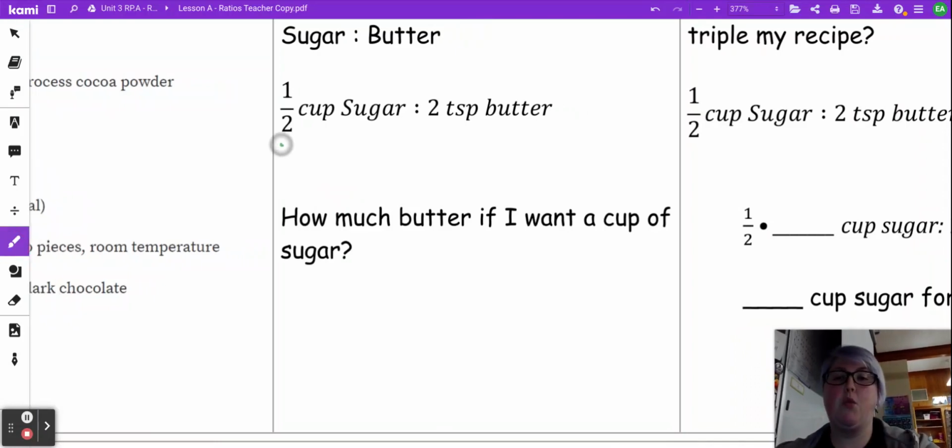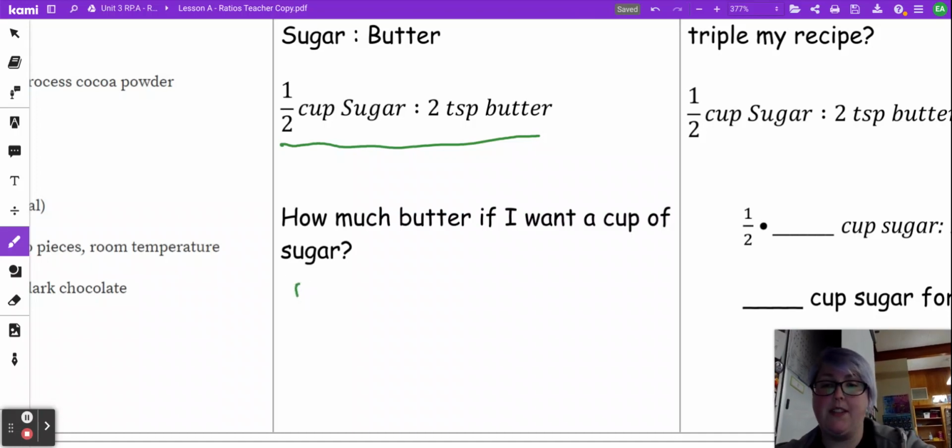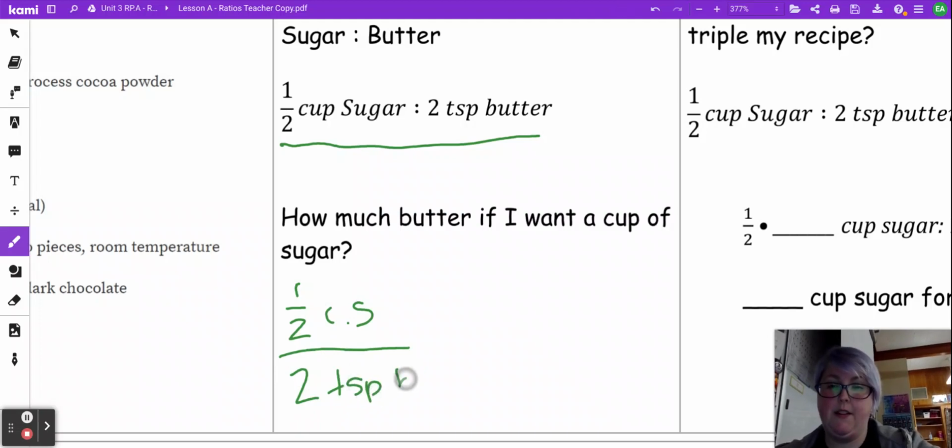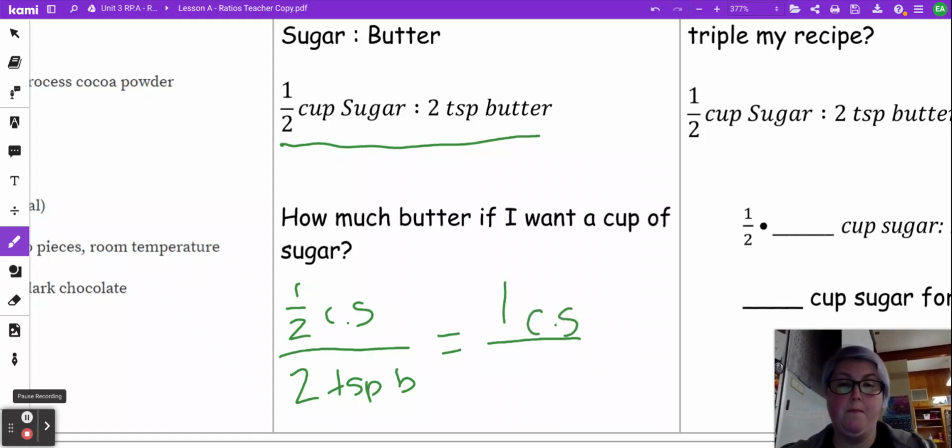Well, first let's look at our original ratio here. For every half cup of sugar, we have 2 teaspoons of butter. Remember, we can rewrite this as a fraction. So I'm going to do half cup of sugar, CS for sugar. And we have 2 teaspoons, that's the TSP, of butter. So we know we want a total of 1 cup of sugar. Well, 1/2 times 2, if you double 2 halves make a whole. So whatever we do to the numerator, we got to do to the denominator. We're going to get 1 cup of sugar and 4 teaspoons of butter.